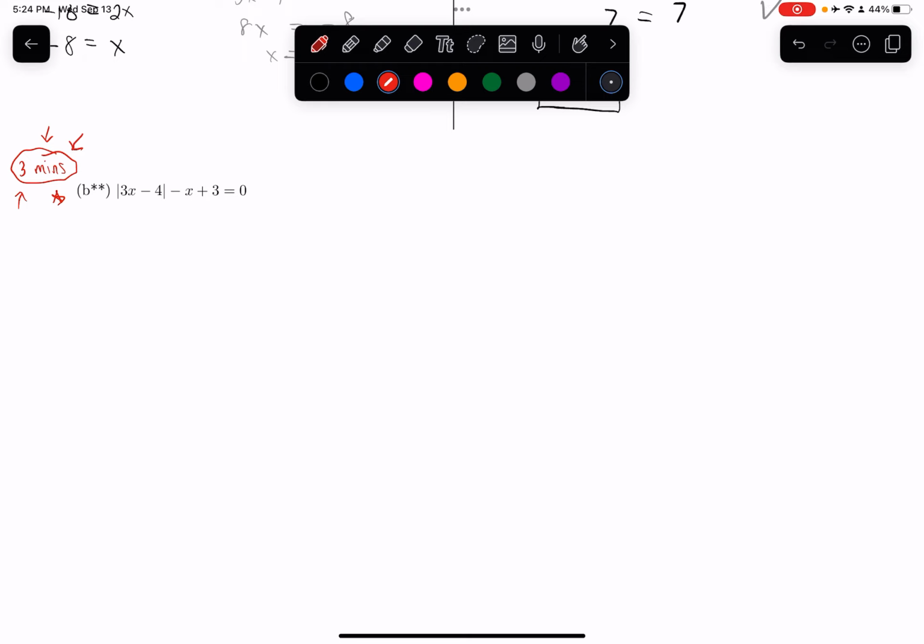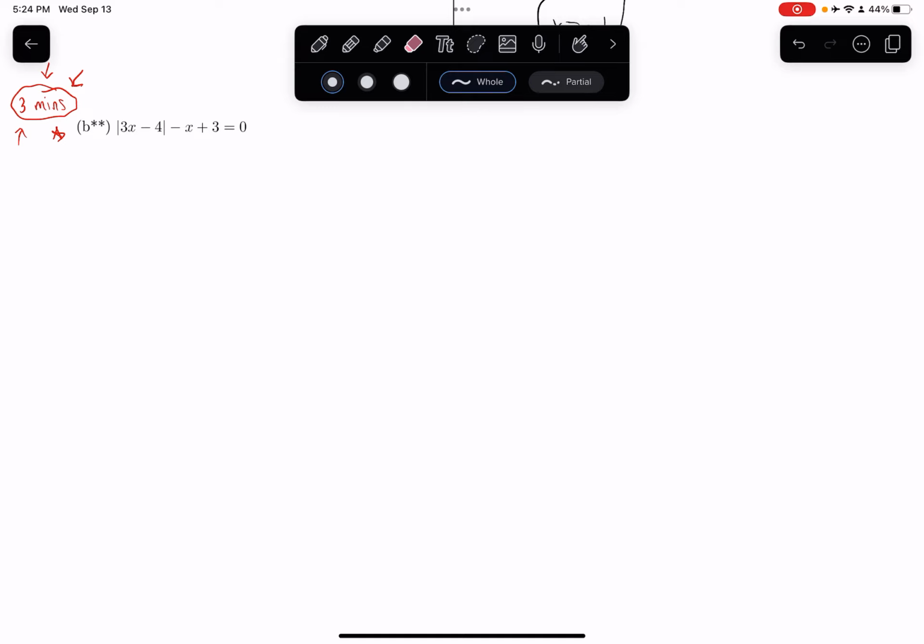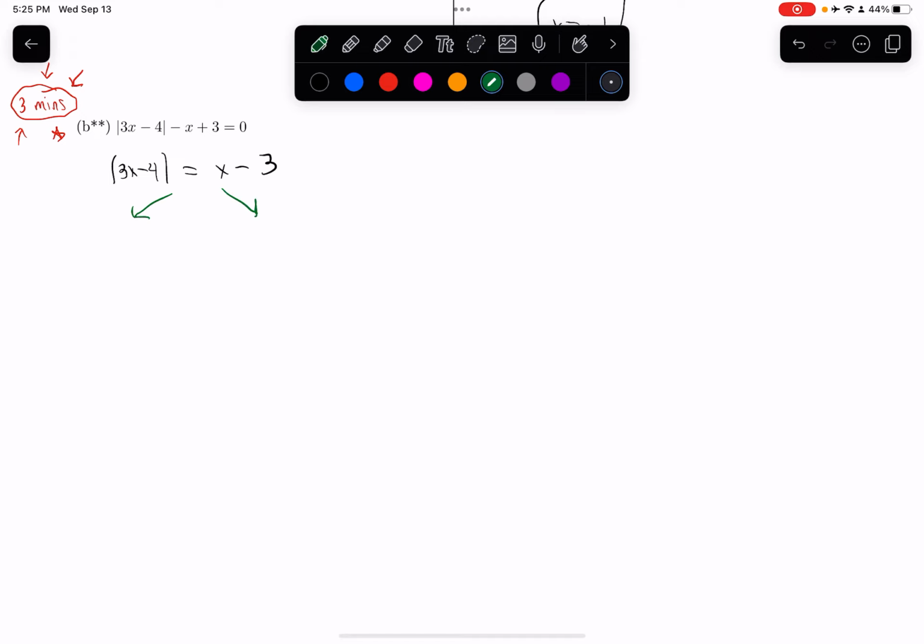All right, let's bring it back together. Let's talk about this. Alrighty, so I got this absolute value in my equation. The first step is I need to isolate it and get it by itself. So these other terms over here, I need to move them over to the right side. Okay, so I'll get absolute value of 3x minus 4, and then when I move terms over, I'll get positive x minus 3.